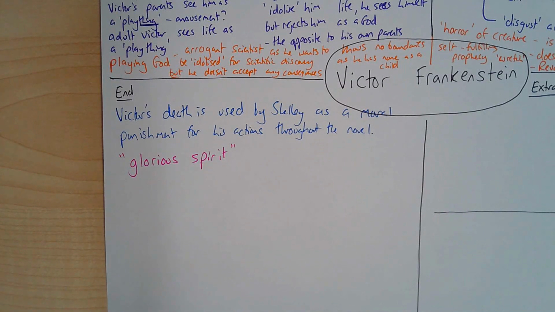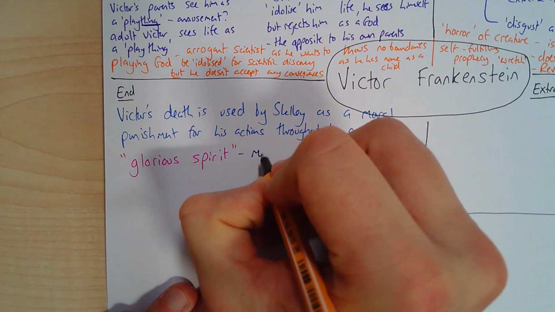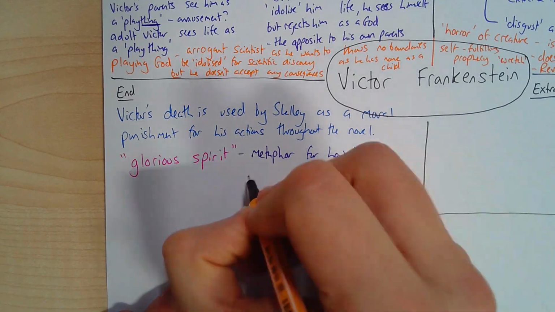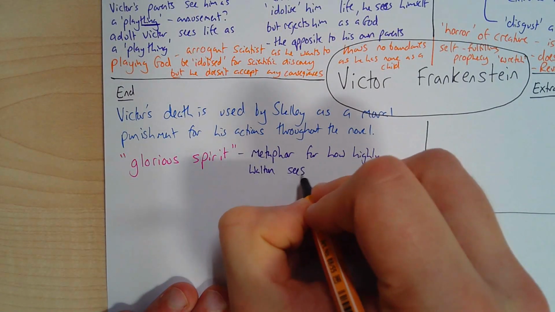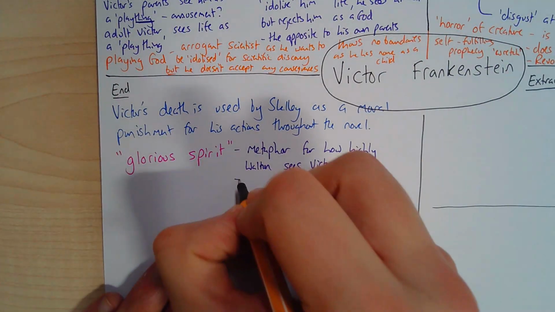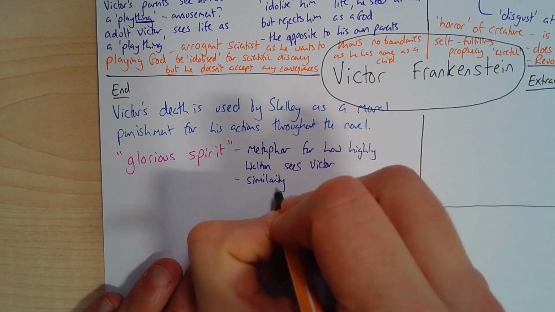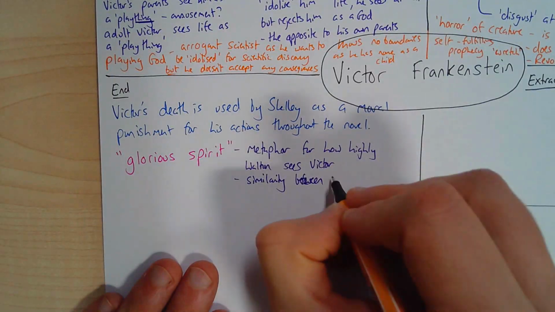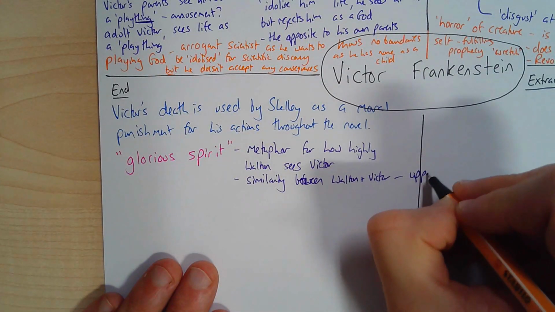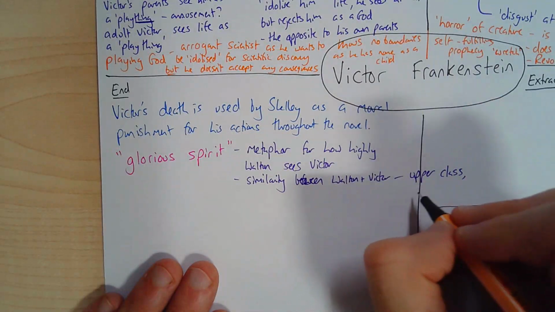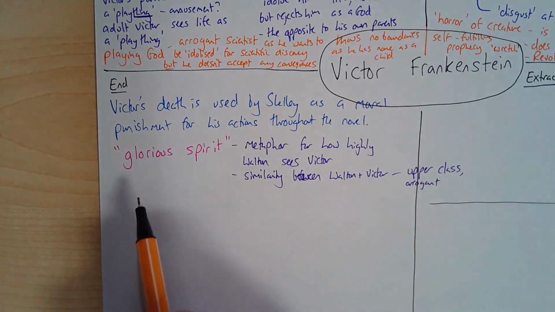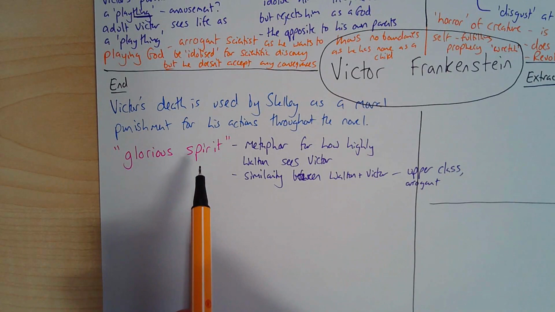And obviously, this idea, the glorious spirit, it's a metaphor for how highly Walton sees Victor. And it's also this idea of the similarity between Walton and Victor as both kind of upper class, both very arrogant. You know, everything we've seen in the previous kind of 160 pages of Frankenstein has shown nothing to suggest that Victor is a glorious spirit.